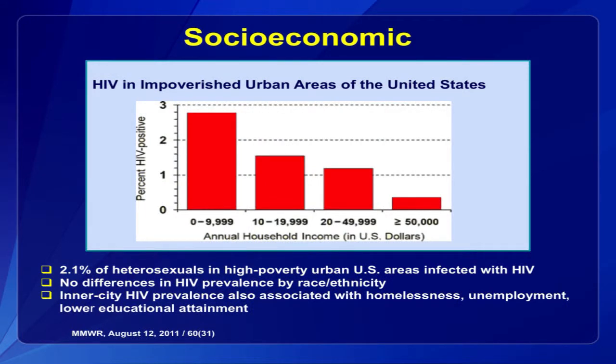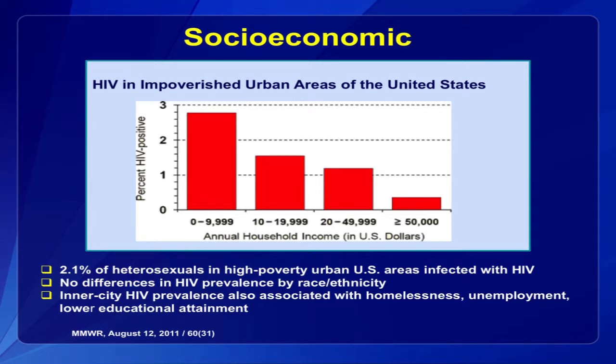Socioeconomic status: if you look at it, it removes racial and ethnic differences. HIV is not a problem of black people, right? It's a problem of poor people. The poorer you are, the more likely you are to be HIV infected. The more money you make, the less likely you are. The racial and ethnic differences disappear based on income.